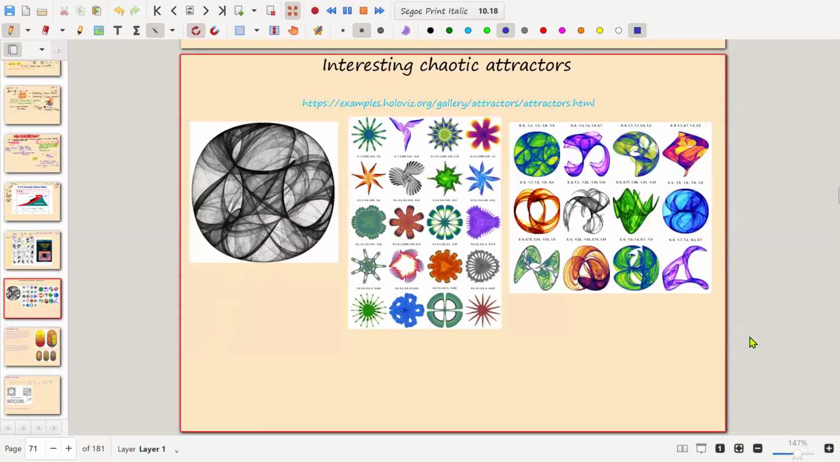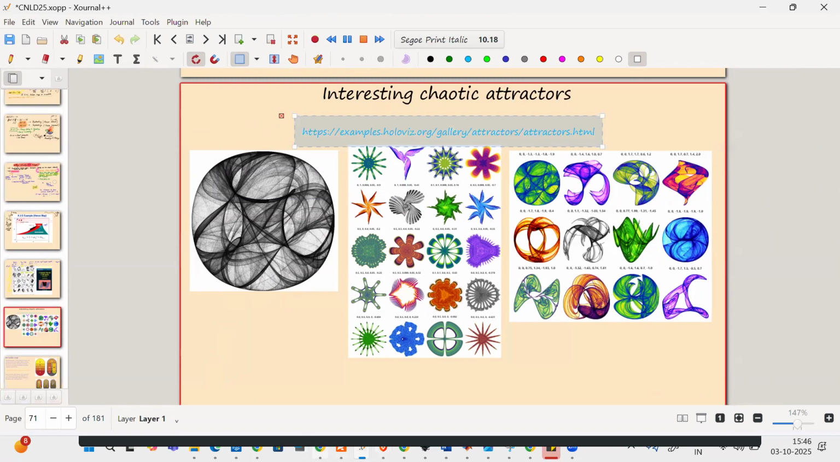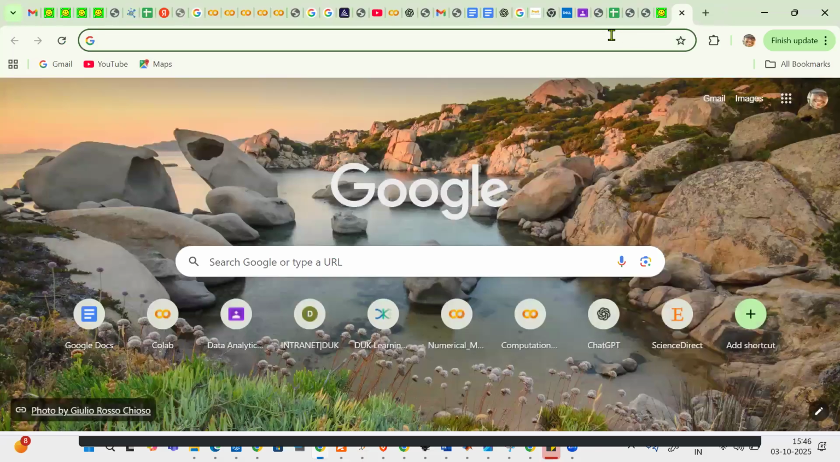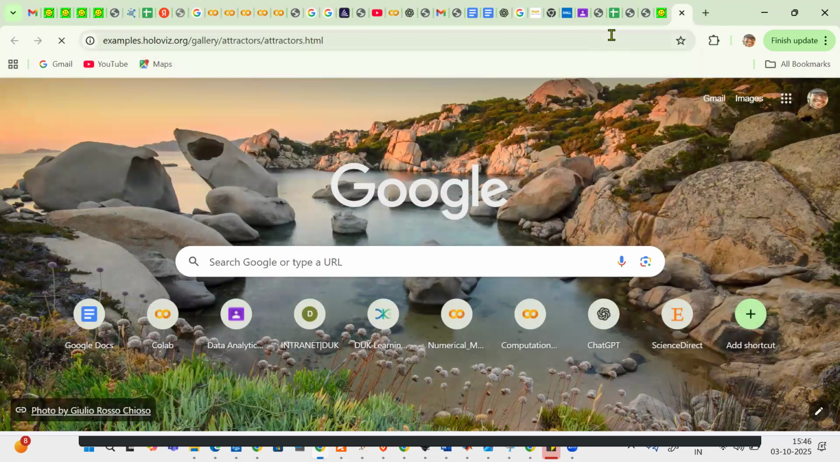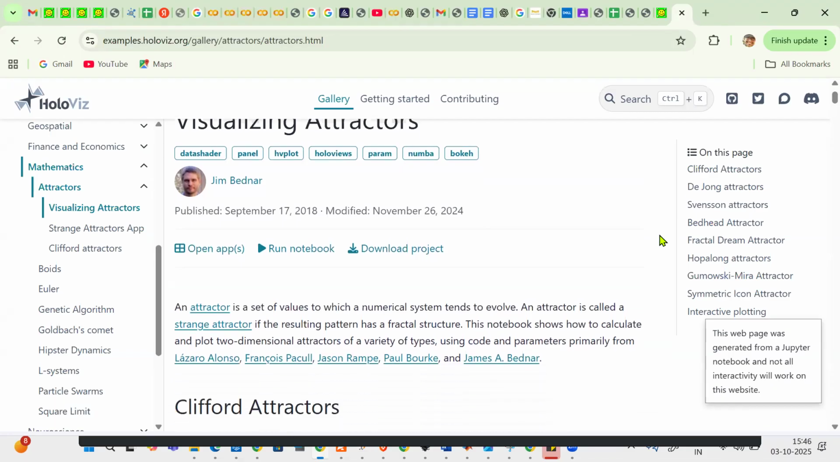Regarding 2D maps, did I show this in the last class? Maybe we can have a look one time. This is interesting, chaotic attractors for our case, right? He is using Python to visualize chaotic attractors. See, when you are using two-dimensional maps, your chaotic attractor comes to life. So you can see what an attractor is.